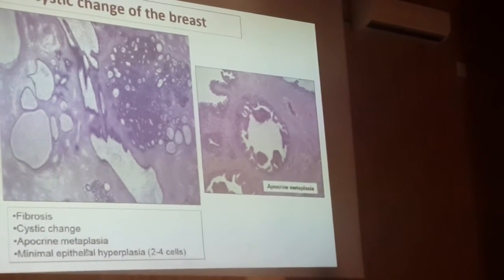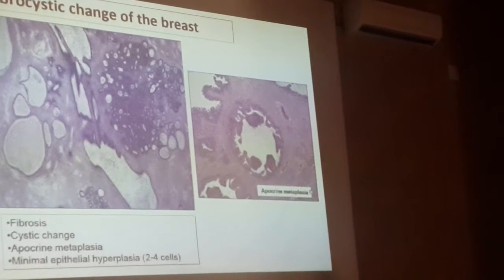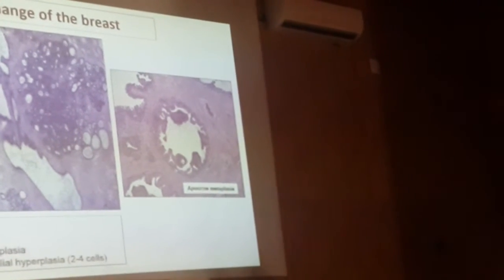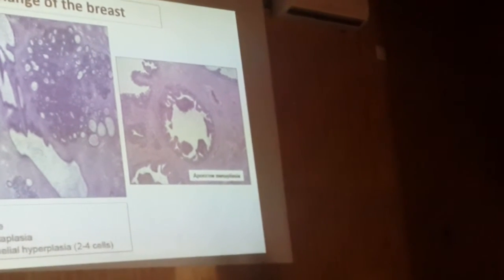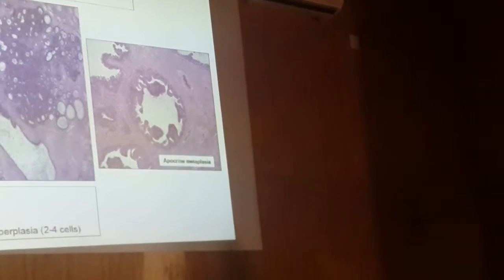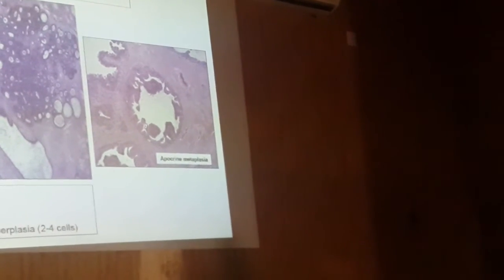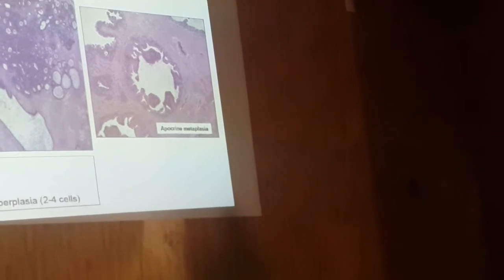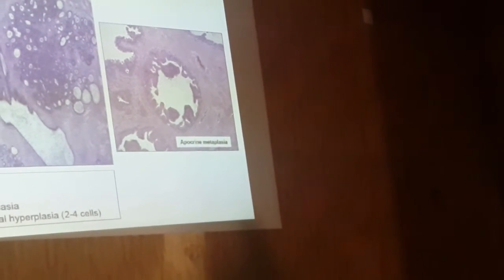Where is apocrine metaplasia? This one. This is apocrine metaplasia. The cells become large, filled with granular acidophilic cytoplasm. Here, in this gland, there is apocrine metaplasia. Pinkish, granular cytoplasm. And this is epithelial hyperplasia.